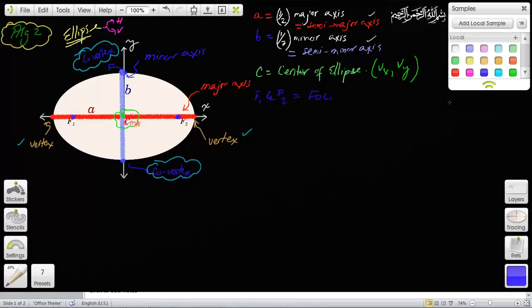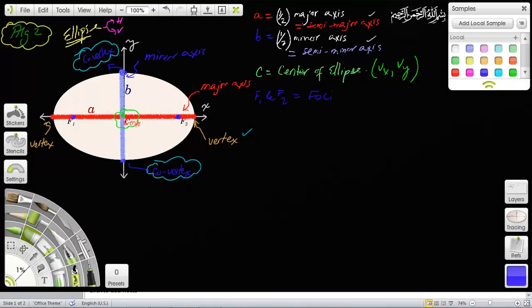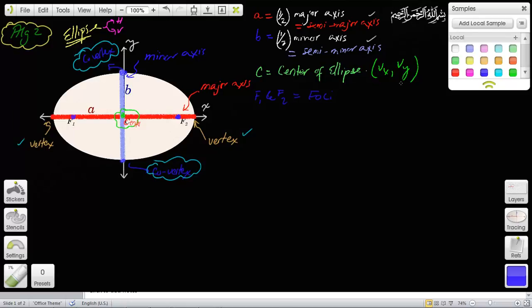So, to complete this thought, we have to add one last thing over here. The distance from the center to each focus is usually given a name, C. So this distance is C. Now I just want to make sure that we appreciate this.